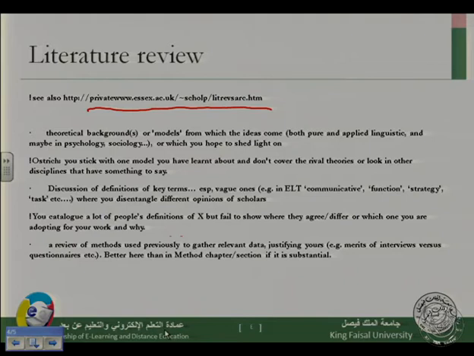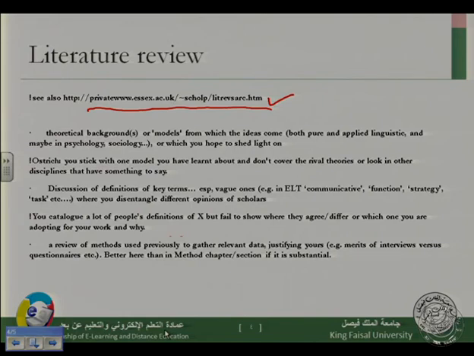Well, these are the most important structure of a good literature review. If you go to this website, which has a very good guide in how to write a literature review, it tells you about how not to write a literature review. It tells you about the common problems students or researchers fail to fulfill while they are writing their literature review.